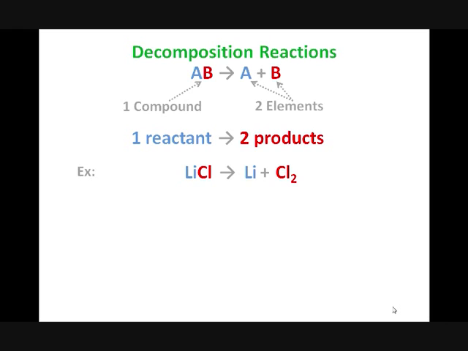See how we followed the pattern? We started with a simple binary compound. That's just a compound that is made of 2 elements. And we broke it down into its 2 elements. One compound decomposed to form 2 separate lone elements. One reactant, 2 products.